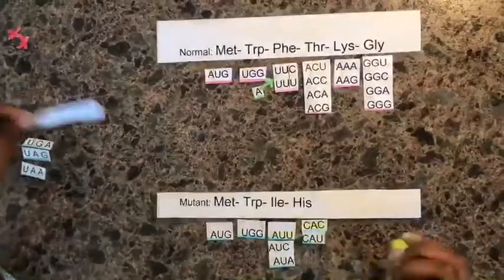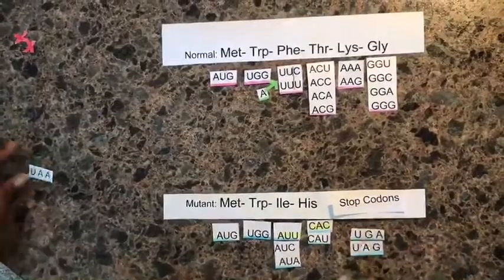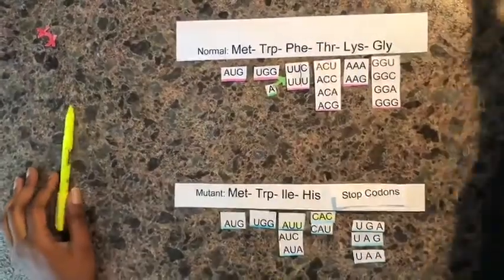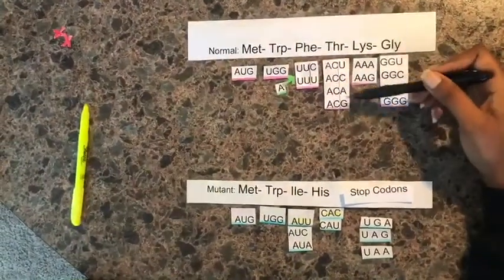We must add our stop codons. Looking at our Codon Dictionary, here are our stop codons. We will place them underneath and see which stop codon the mutant sequence will have. Since our reading frame stopped here at CAC, we could either have a U, a C, a A, or a G to begin the stop codons.